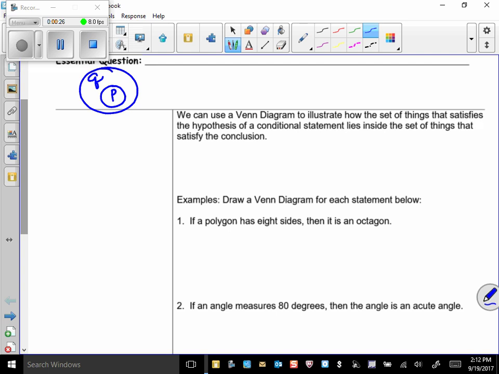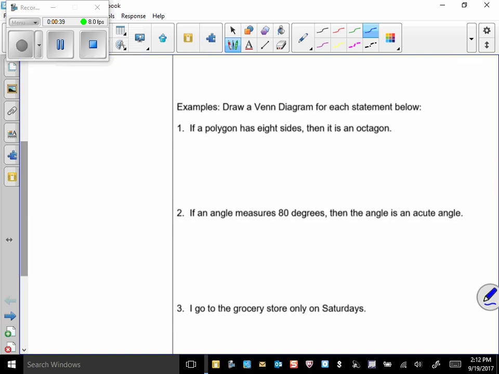We can use a Venn diagram to illustrate how the set of things that satisfies the hypothesis of a conditional statement lies inside the set of things that satisfy the conclusion. So there that is, just like we had seen before. So let's do some more examples. Let's draw a Venn diagram for each statement below.